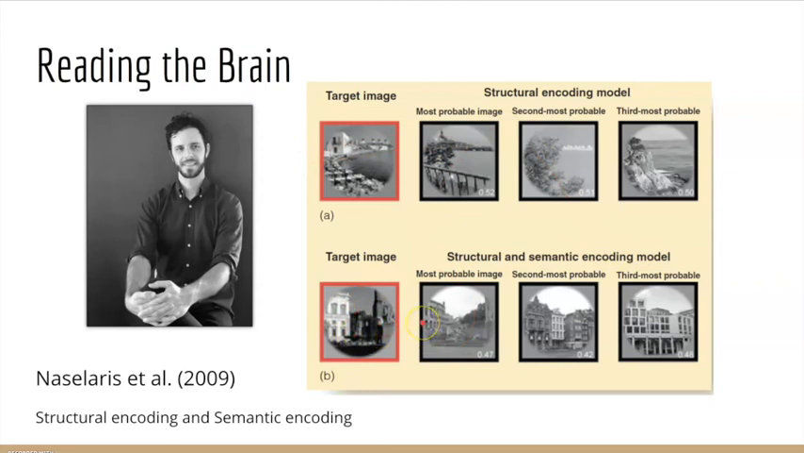It gives the machine an in-depth perception of the target image, which gives us a more probable image, the most probable image to actually look like the target image. So a combination of both encoding methods helps create a better perception machine.